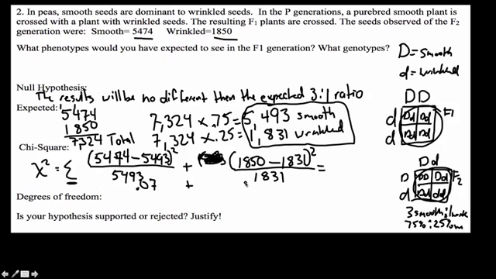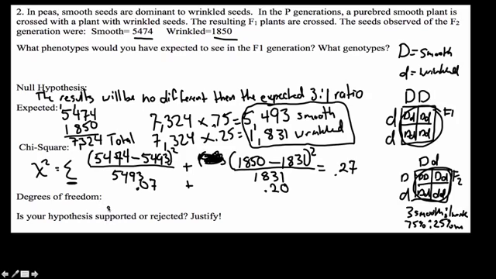Then this other one here, 1,850 minus 1,831. Oh, 31, my bad. That would definitely throw you off. Make sure you're careful with these. 1,850 minus 1,831 equals, square that, divided by 1,831. And I get 0.197, so I'm going to round that to 0.20. Okay? So if I add these two together, 0.07 plus 0.20, I get 0.27.